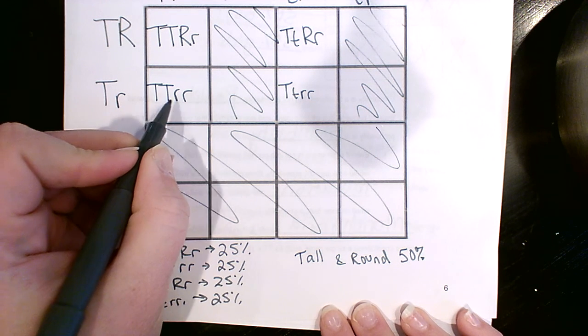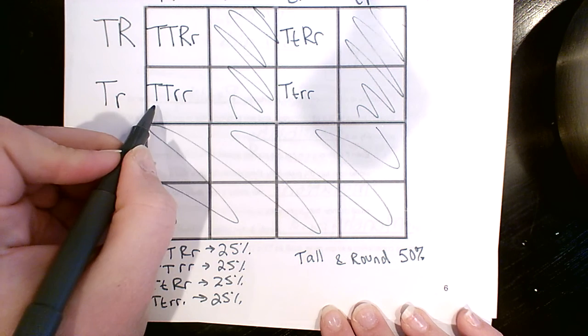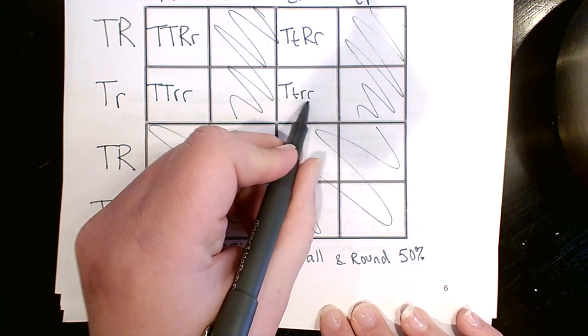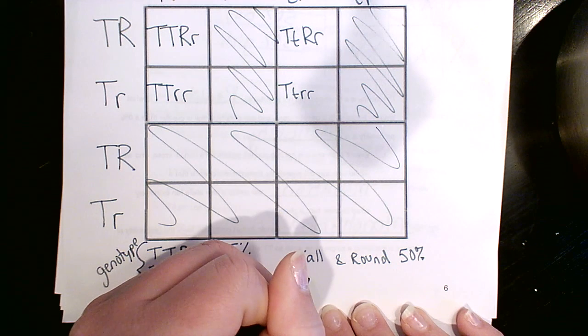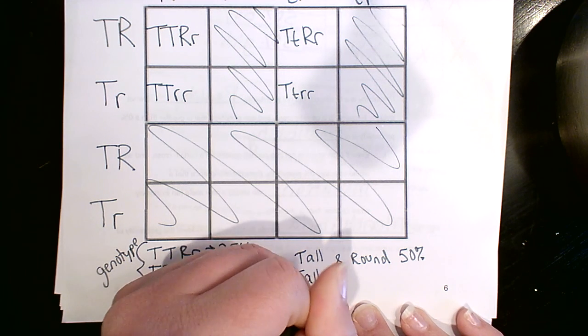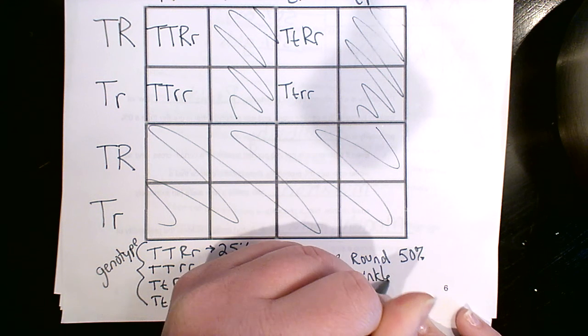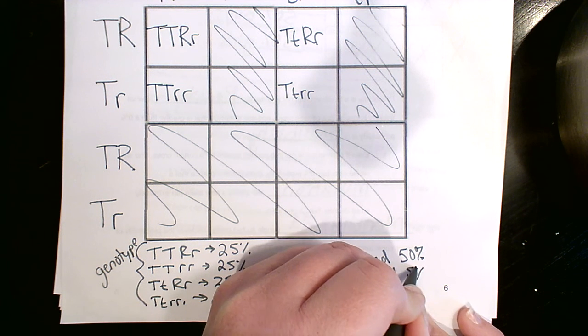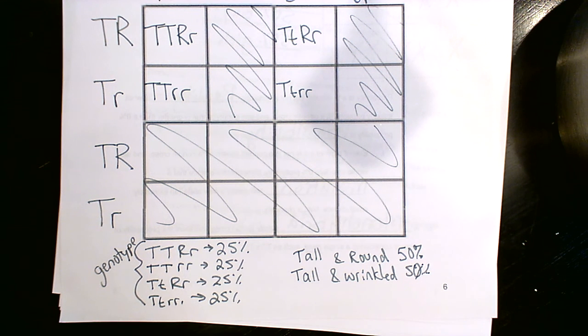The other 50% also tall, because they have at least one capital T, but they would have wrinkled seeds because they don't have any dominant round alleles. Tall and wrinkled, 50% also. We will stop there. As always, let me know if you have any questions.